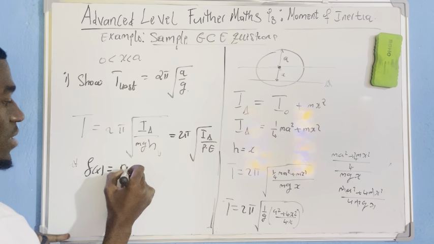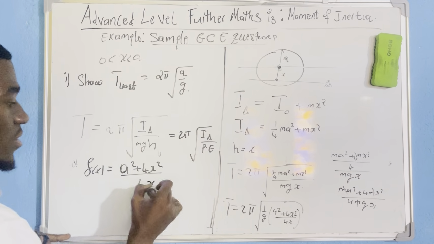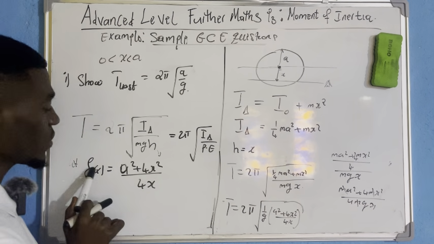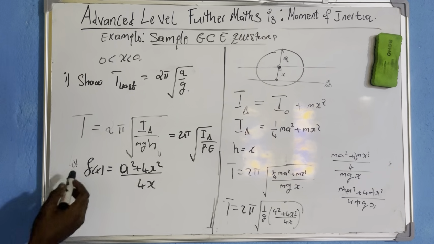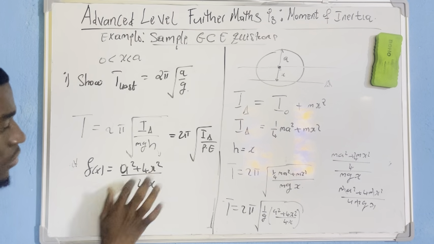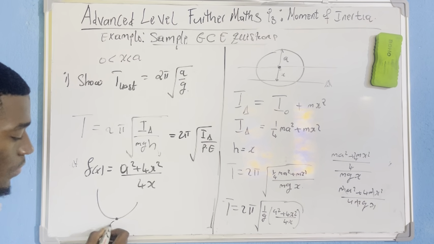So (a squared + 4x squared) divided by 4x. You can also see that this is a function in terms of x. And for me to calculate the least value of this function, we all know that I should go and calculate what? The turning point. The least value of this function, because the coefficient of x squared there is positive, is a minimum turning point. So that least value is obtained here.